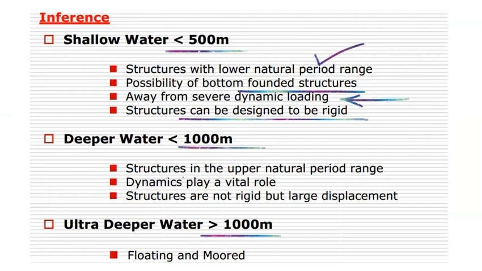If you see the deep water structure, at the upper natural period, dynamics play a vital role. So wherever we go to deeper water, dynamics play a vital role. Structures are not rigid and have large displacement. In this kind of situation, it is not completely rigid like a fixed structure. It can move laterally, so large lateral displacement can be experienced by the structure. Ultra deep water is more than 1000 meters, and usually floating structures are used.